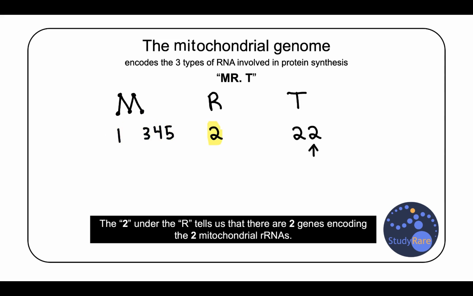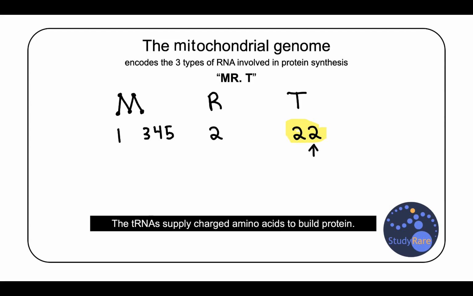The 2 underneath the letter R tells us that there are 2 genes encoding the 2 mitochondrial rRNAs. These ribosomal RNAs form part of the ribosome that translates mRNA into protein. And the 22 under the T tells us that there are 22 genes encoding the mitochondrial tRNAs, one for each amino acid. The transfer RNAs supply charged amino acids to build protein in the mitochondria.